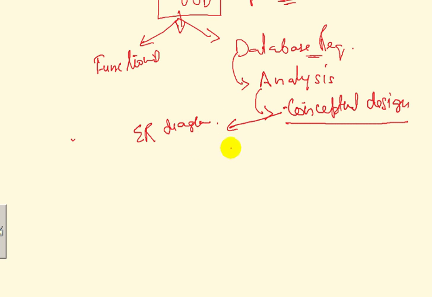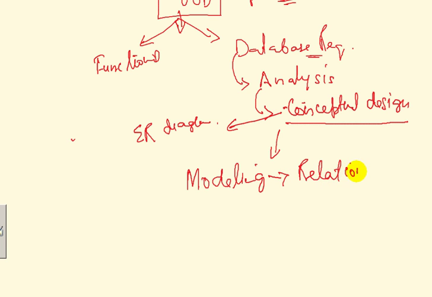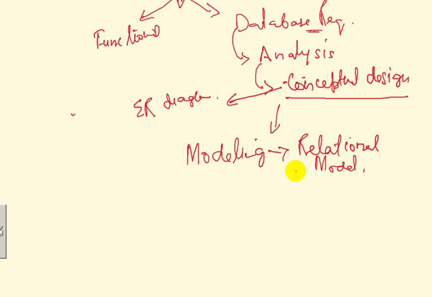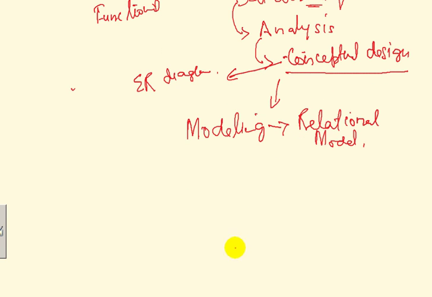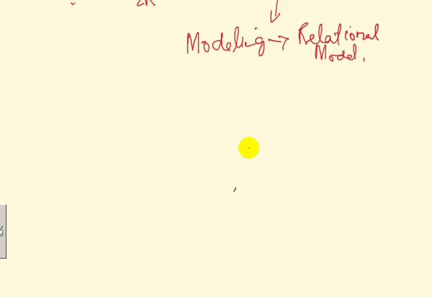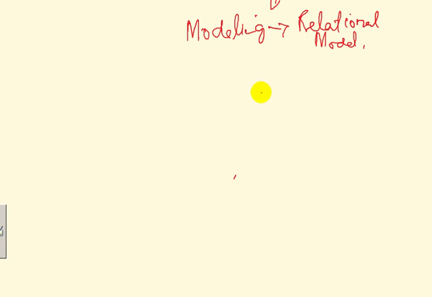Then we need a model. So the next step was modeling, and in the modeling we chose what? The relational model. So the relational model was our next step. That was what we have been reading until now: the relational model and all, relational algebra and a lot of things.